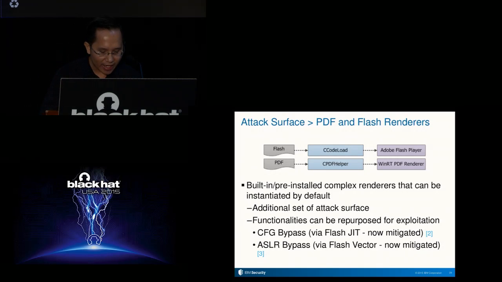Though this had been mitigated, they showed us how software functionalities can be leveraged for exploitation. The Flash vector mitigation was described in Google's Project Zero blog. The FlashJIT CFG bypass mitigation will be described in a later slide.